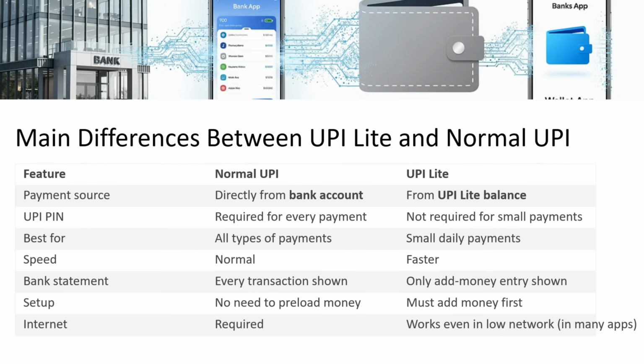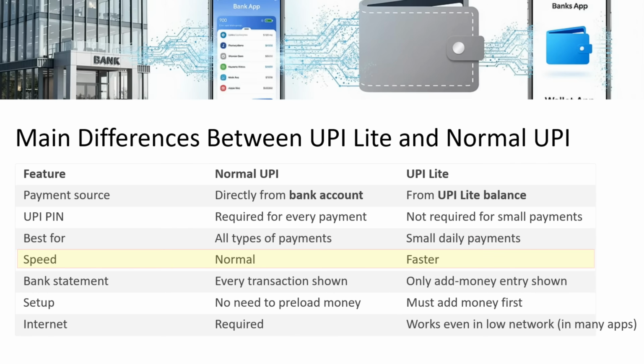Now we will see main differences between UPI Lite and normal UPI. For normal UPI, payment source is directly from bank account. For UPI Lite, payment source is from UPI Lite balance. In case of normal UPI, UPI PIN is required for every payment. In case of UPI Lite, UPI PIN is not required for small payments. Normal UPI is best for all types of payments. UPI Lite is best for small daily payments.